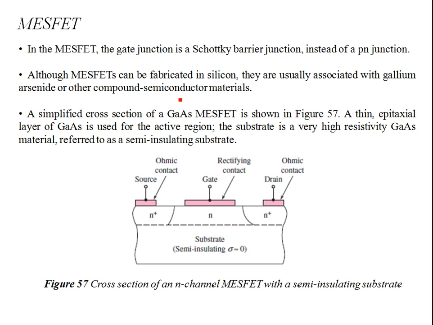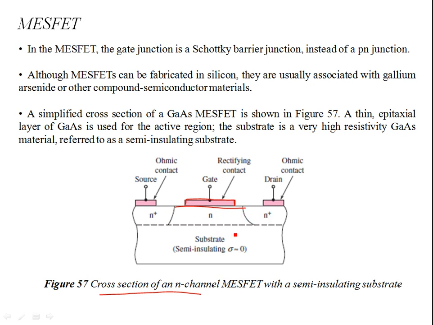You see, this is a MESFET cross section. We'll talk about the details later, but a Schottky junction is that you have a metal gate, and this metal gate again does not have oxide beneath it. It is directly fabricated over a semiconductor substrate. This metal and substrate form a Schottky barrier, as in the Schottky diode.